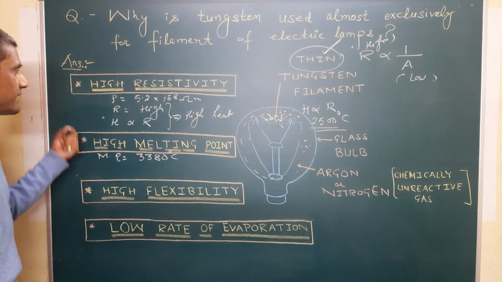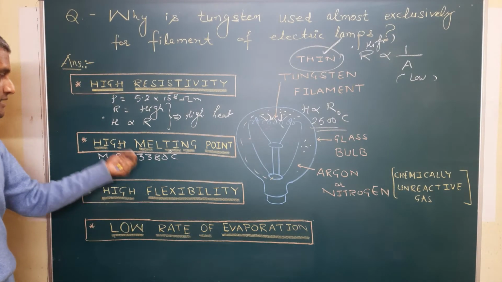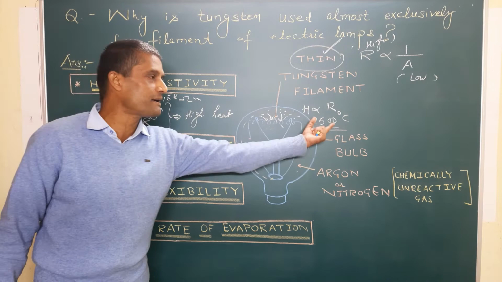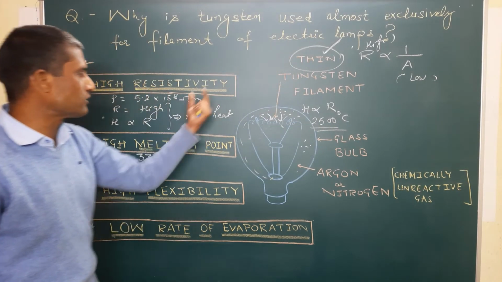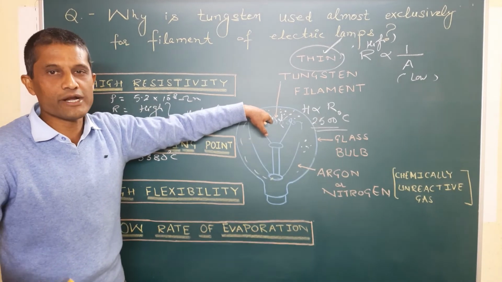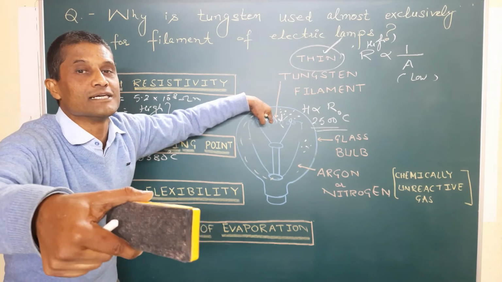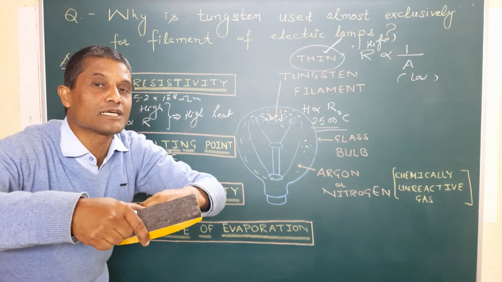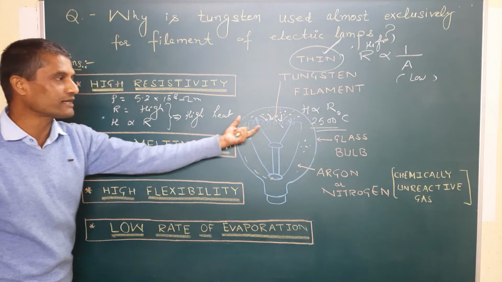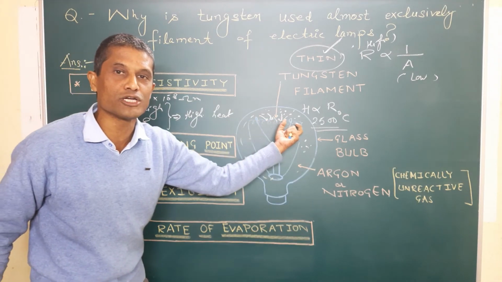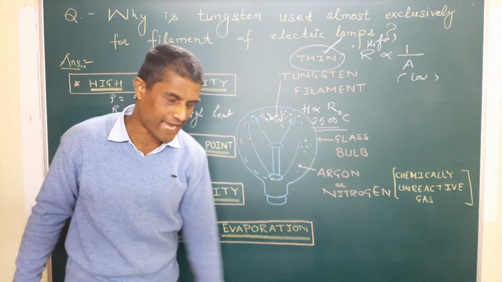Let me recap once again. High resistivity creates more heat over there. High melting point, that's why it can survive the tremendous amount of heat being generated over there. And it is taken thin so that its already enhanced resistance can be increased further, so that the heating effect of electric current is more pronounced. And the third one, high flexibility, so that a coiled structure can be created in order to increase its surface area, so that it can radiate out maximum heat energy.